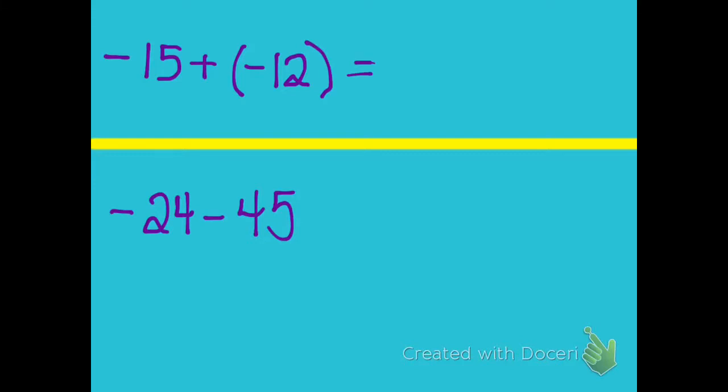So 15 plus 12 is 27. And then keep the sign, which is negative. Same thing on the second one. You're going to add the two numbers together. So 24 plus 45 is 69. And then keep the sign, which is negative.